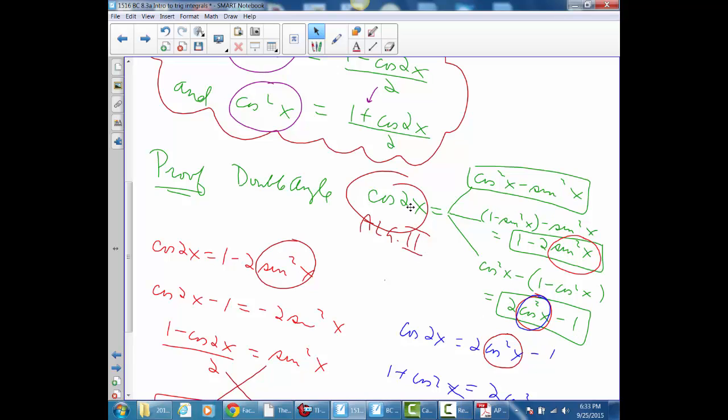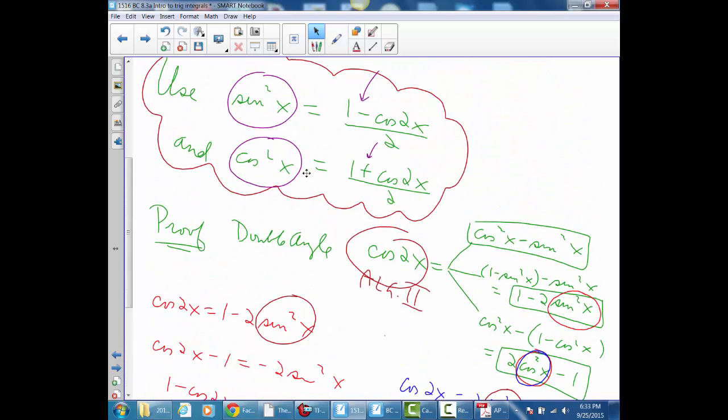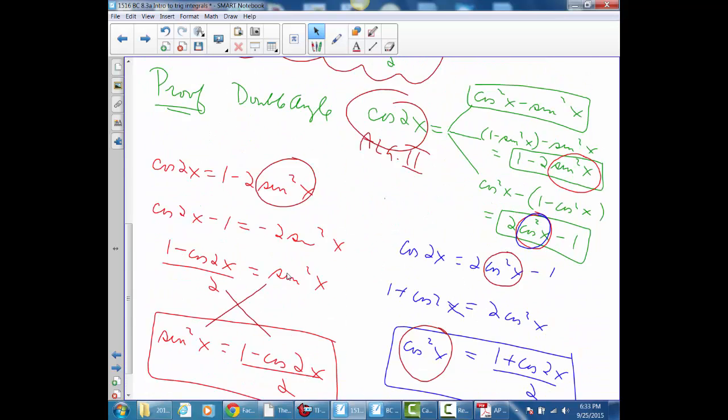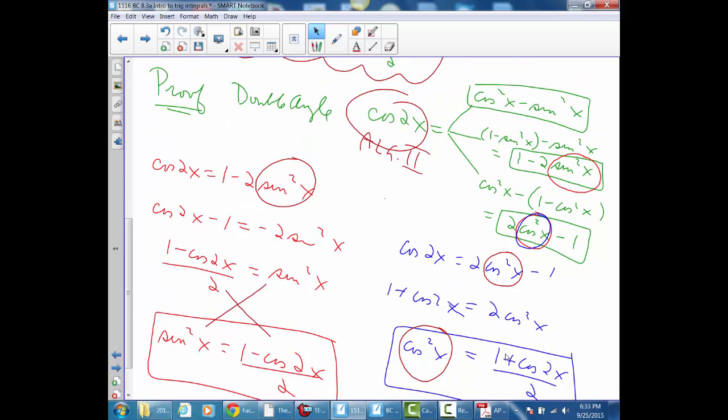So if I take this version here, cosine 2x equals 1 minus 2 sine squared x, and I subtract 1 from both sides and divide both sides by negative 2, you see that I will get that formula that we just talked about up here, 1 minus cos 2x over 2. Same thing, if I take cosine 2x equals this last version and I isolate the cos squared x, I will get cos squared x is 1 plus cosine 2x over 2.